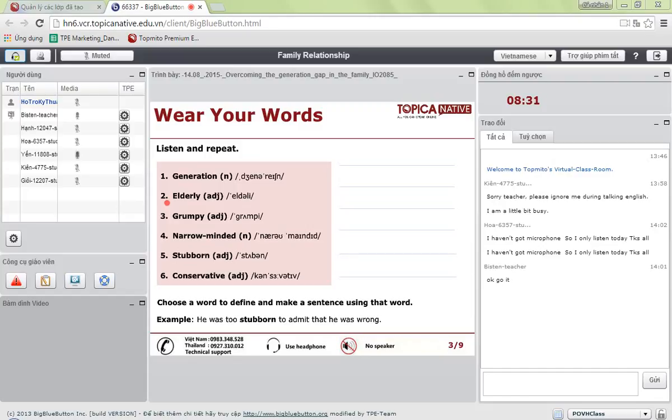Stubborn is determined not to change your opinion on something. I could not hear this clearly. It's also not easy to hear you clearly. Can you please repeat again? Stubborn. I am trying to define stubborn. Stubborn is you are determined not to change your opinion on something.